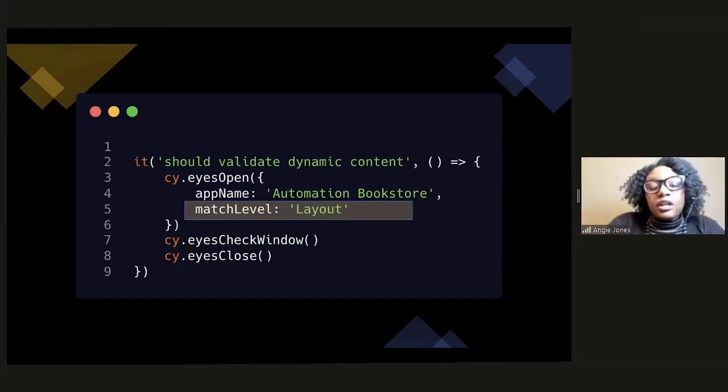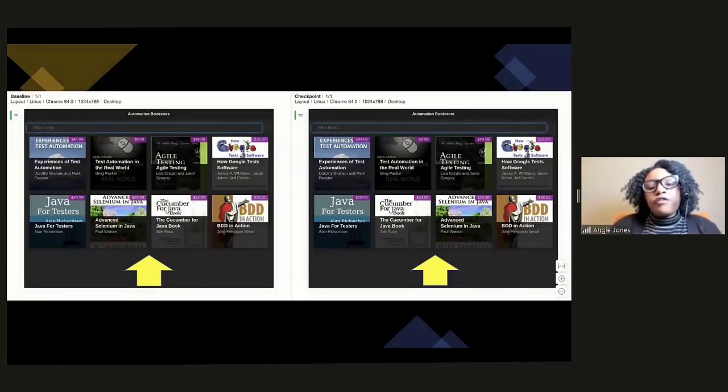News sites are another good example of customers that utilize the dynamic content mode. So they don't know what the news articles are going to be, but they have columns on their page. They have a certain structure. So AI is there to detect that structure and then verify that that structure is adhered to in your regression runs. So for example, let's say that our books can be in any order. It's not a predefined order, right? For example, in the left, that's the baseline image. And we have the Advanced Selenium book followed by the Cucumber book. But on the right, this is our regression run. And we have the Cucumber book followed by the Advanced Selenium book.